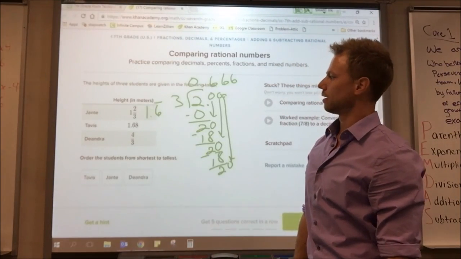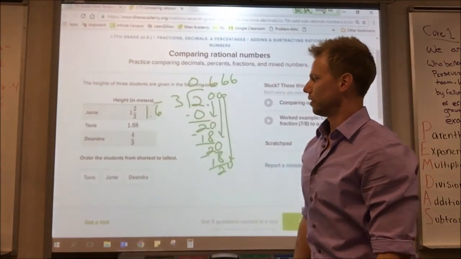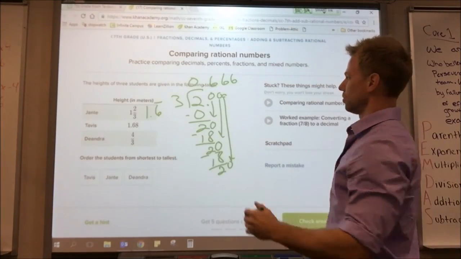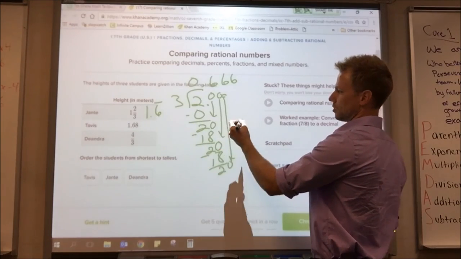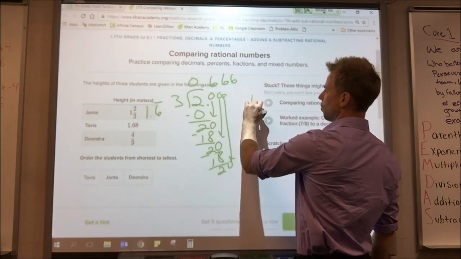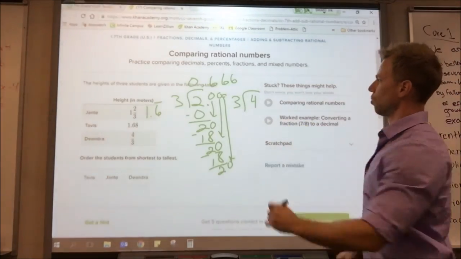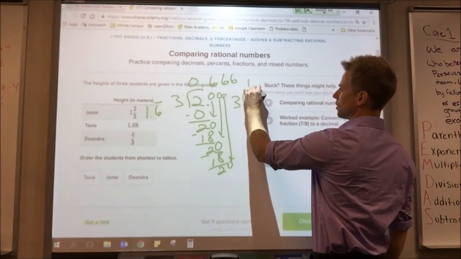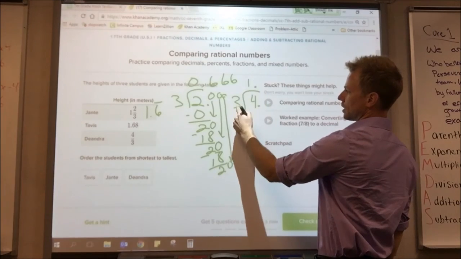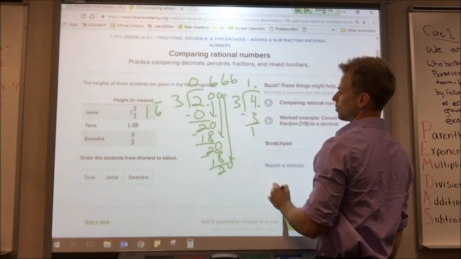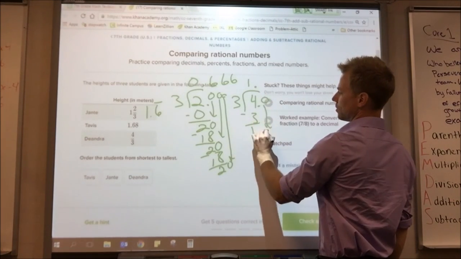1.68 is already in decimal form. Then we need to change 4/3 to a decimal by doing long division again. So we do 4 divided by 3. 3 goes into 4 once. We'll put our decimal in place. 1 times 3 is 3. Subtract, we get 1. Bring down a 0.